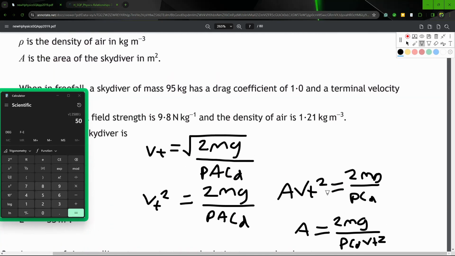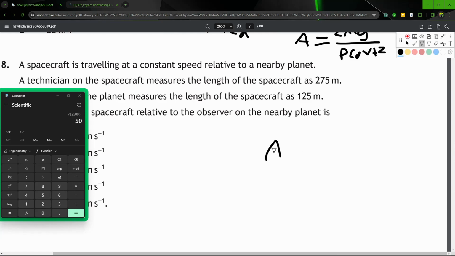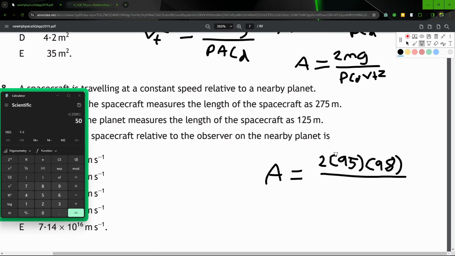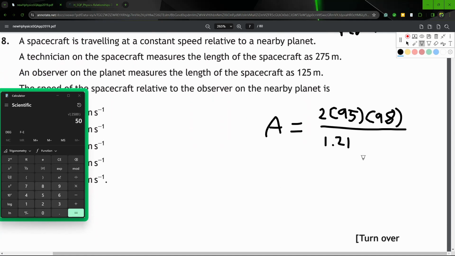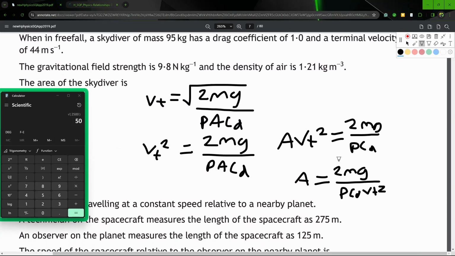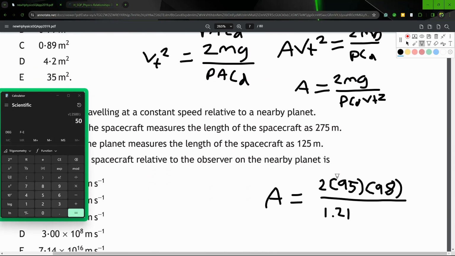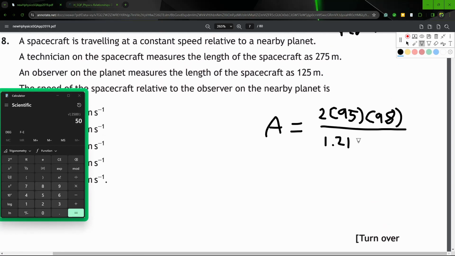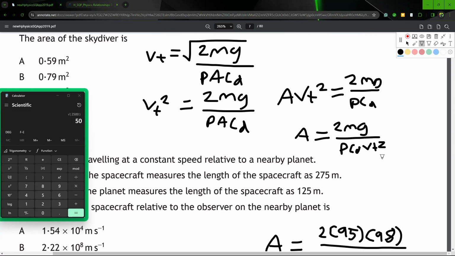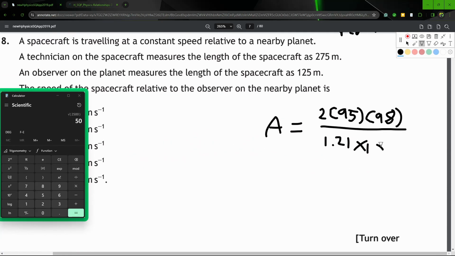Then we need to plug in our numbers. We're running out of room here, but I'll write it down here, no one will notice. So A equals 2 times the mass, which is 95 kilograms, times the gravitational field strength, which is 9.8 because we're on Earth, over p, the density of air, which is 1.21, times CD, the drag coefficient, which is nice and simple, it's just 1, times, last but not least, Vt squared, which is 44 squared.